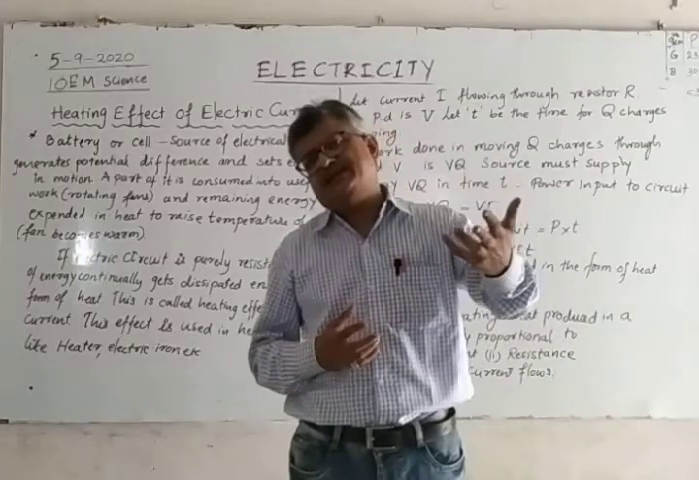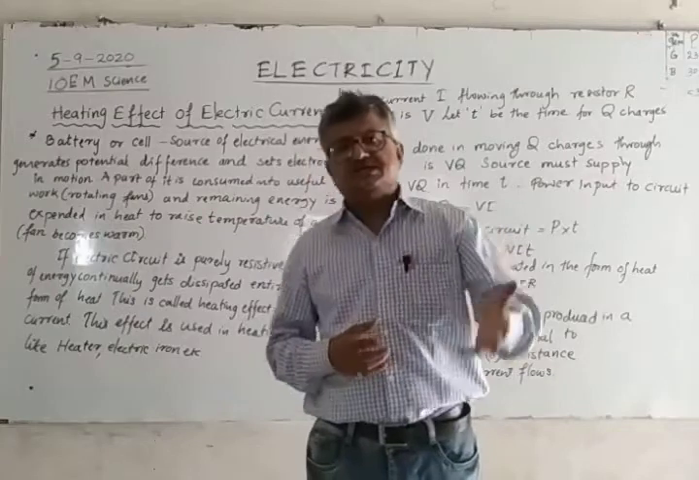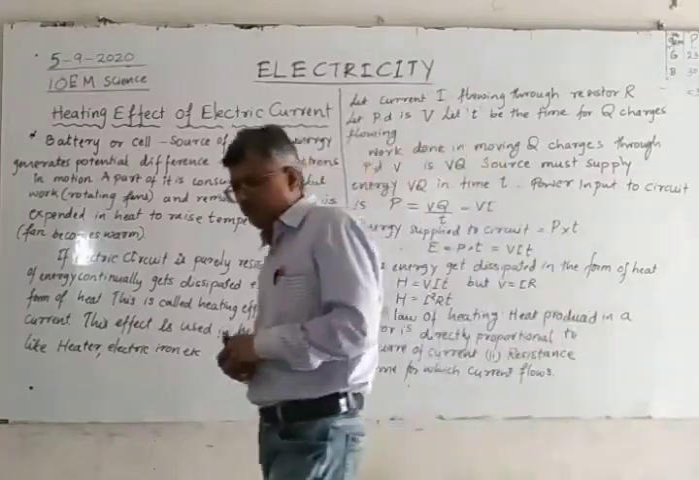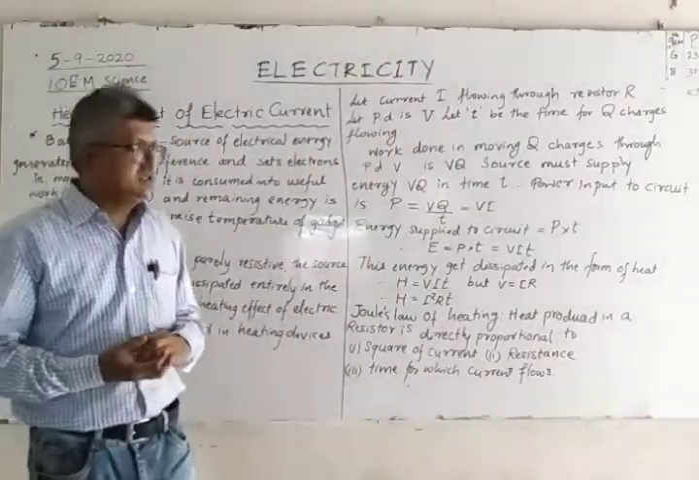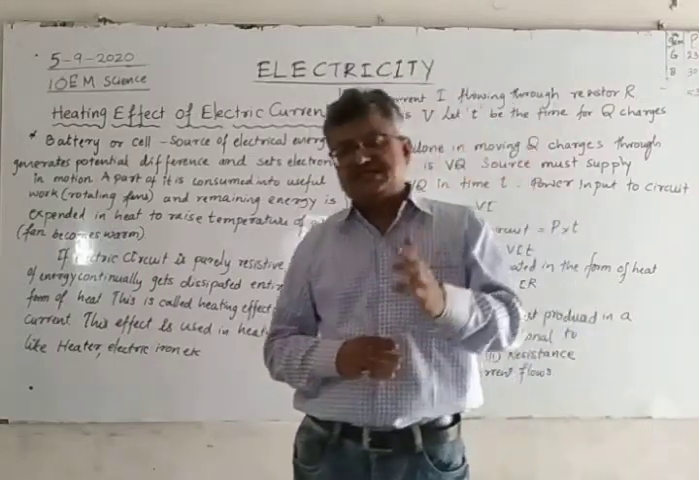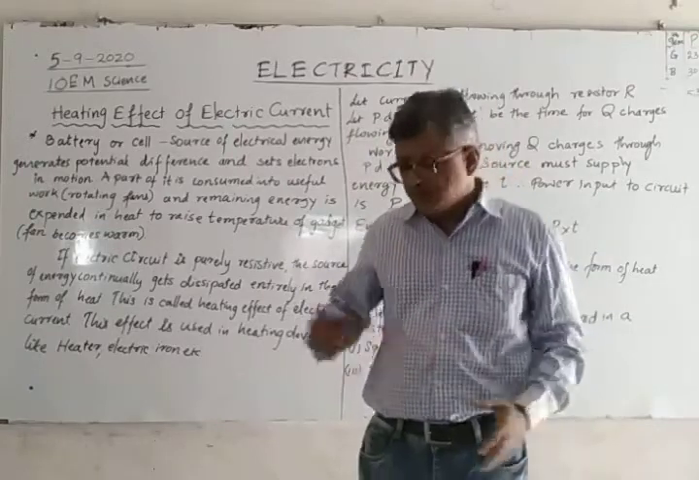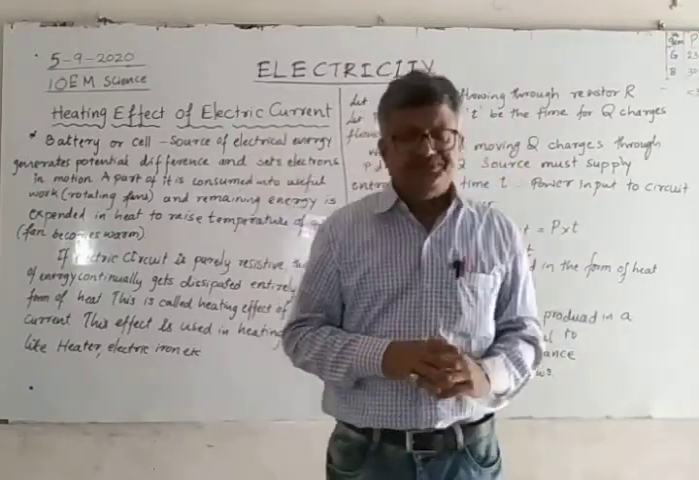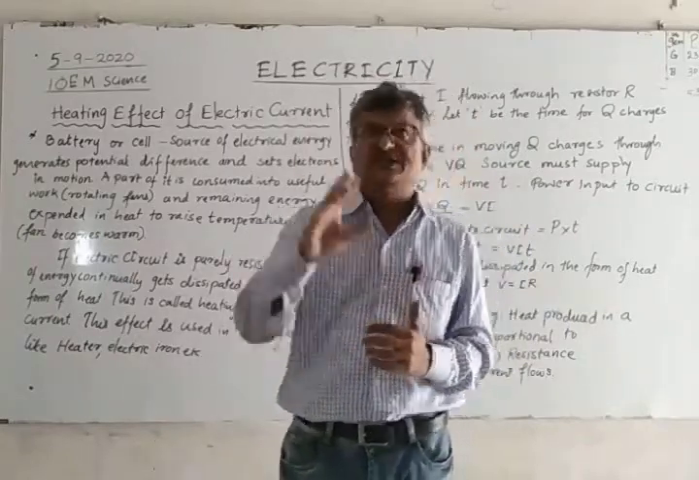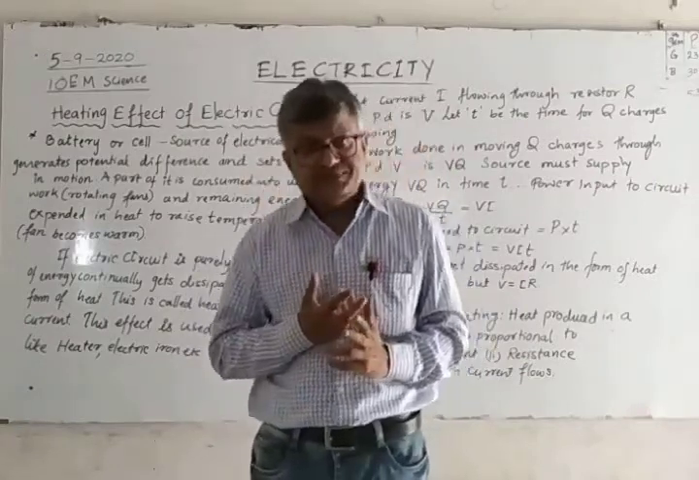We are supplying electricity to the device. That electricity should be converted into useful work, but heat is also produced. In primary classes you studied the law of conservation of energy: energy can be converted from one form into another form. So when we give electrical energy, it should be converted into mechanical energy. For example, the fan should rotate with the electrical energy.